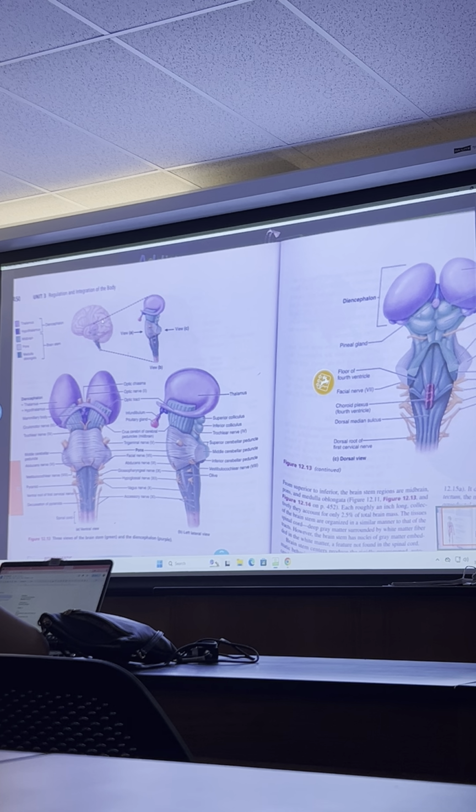Cerebrum. There's another name for that: telencephalon. So this is the cerebrum and all those squiggles. And you know a little bit about this. You know the lobes, don't you?